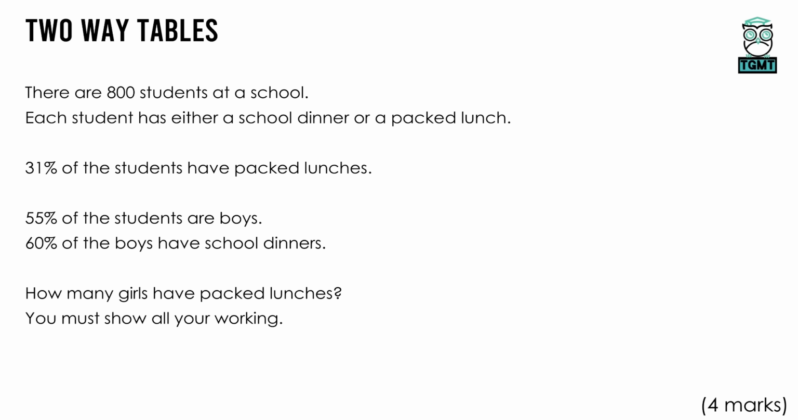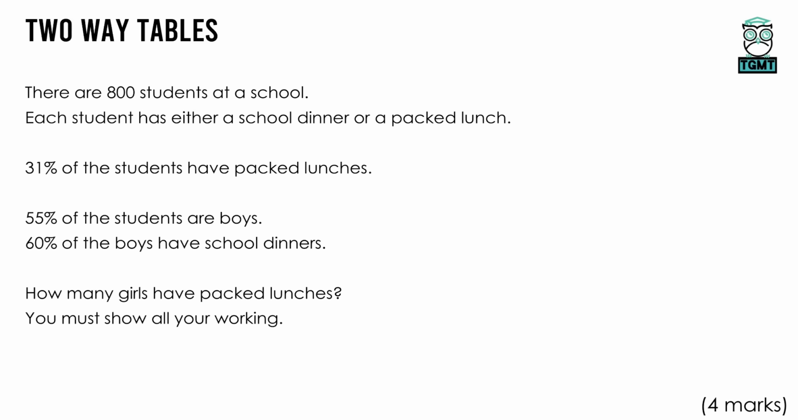So in this question, we obviously have a two-way table, but there isn't a two-way table drawn. We just have a lot of information. There are 800 students at a school. They either have school dinner or a packed lunch. 31% have packed lunch, 55% are boys, 60% have school dinners. How many girls have packed lunches? And you must show your working.